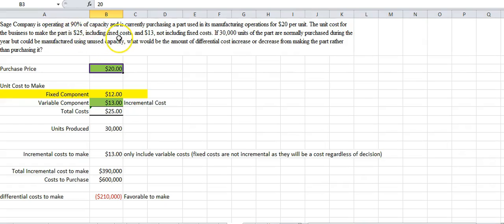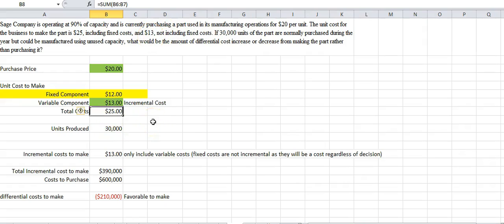But that includes fixed costs, right? This is fixed costs that we are already incurring. So it's a little deceiving. It's a little misleading. That fixed cost is not going to go away if we don't make the part. So what's the incremental cost of making the part? It says $13 not including fixed costs. So really the incremental cost is going to be $13, right?